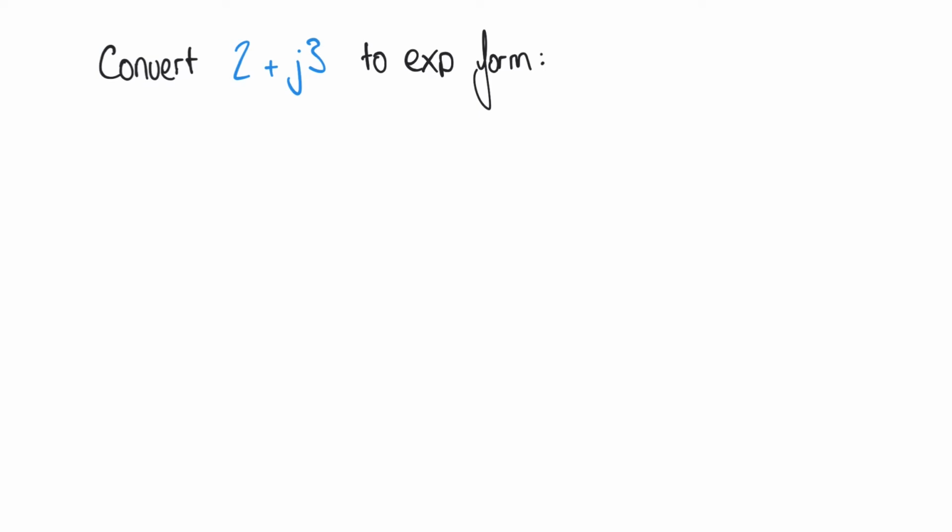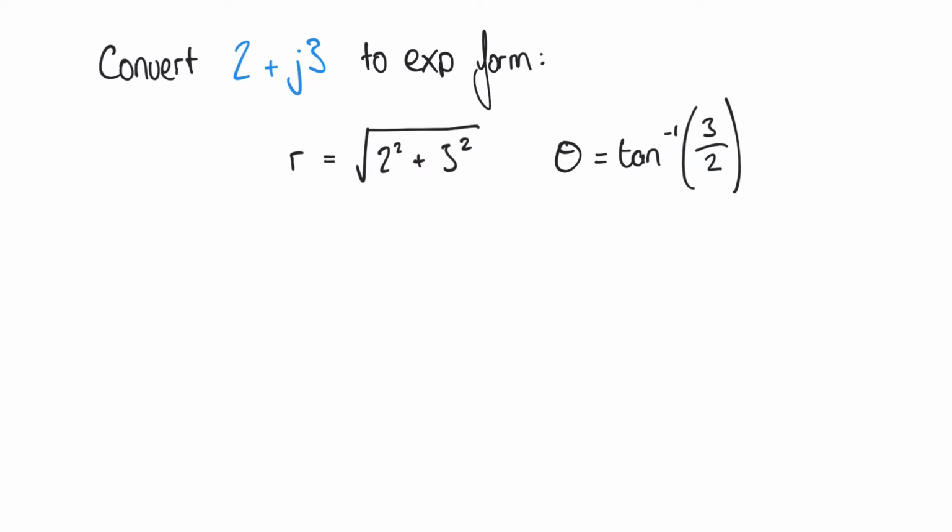Let's suppose we have this question where we're asked to convert this complex number 2 plus j3 to exponential form. You can see that our complex number is in rectangular form. The easiest way to do this is first of all to convert to polar form and then to convert polar form to exponential form. If you've been following our videos, I'm sure you're all aware of how to convert a rectangular form complex number into polar form, but if not, then we see something like this.